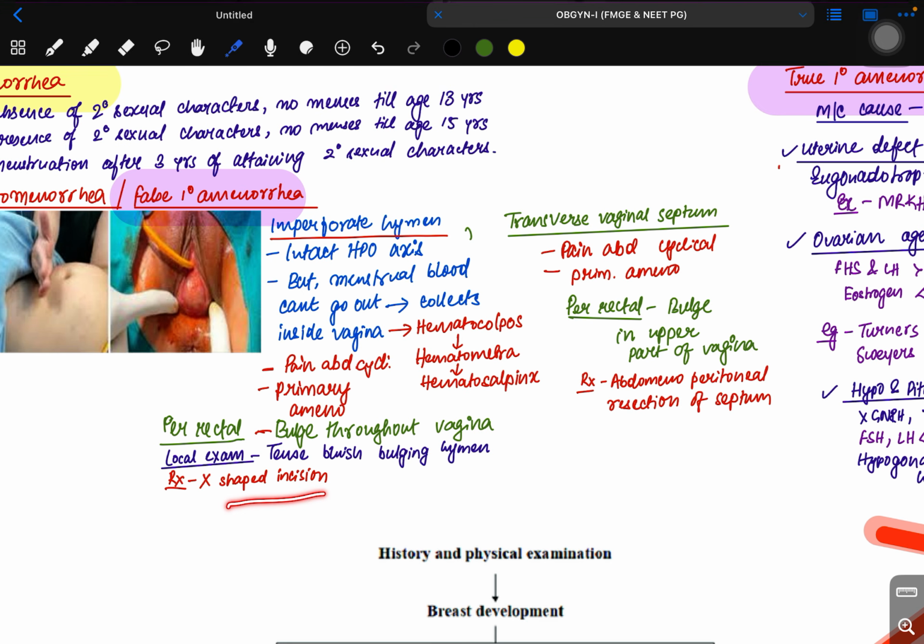That's the treatment. Now coming to the transverse vaginal septum, the clinical features will again be cyclical abdominal pain and primary amenorrhea, but the difference from imperforate hymen is that on per rectal examination we will find a bulge in only the upper part of the vagina. Due to the transverse vaginal septum, only in the upper part of the vagina we will find the bulge. But in imperforate hymen, we find the bulge throughout the vagina. What is the treatment? It will be abdominoperineal resection of the septum.